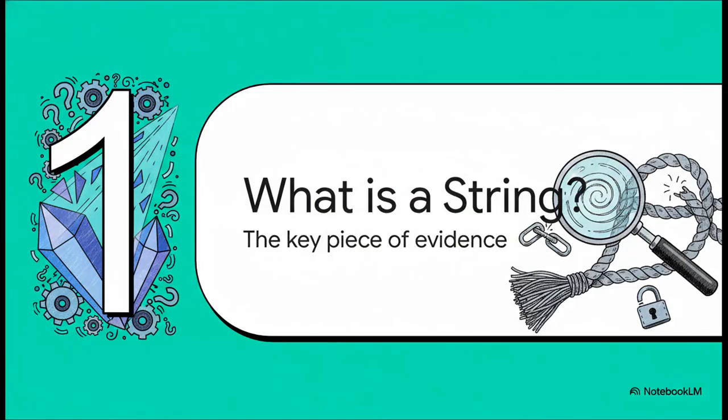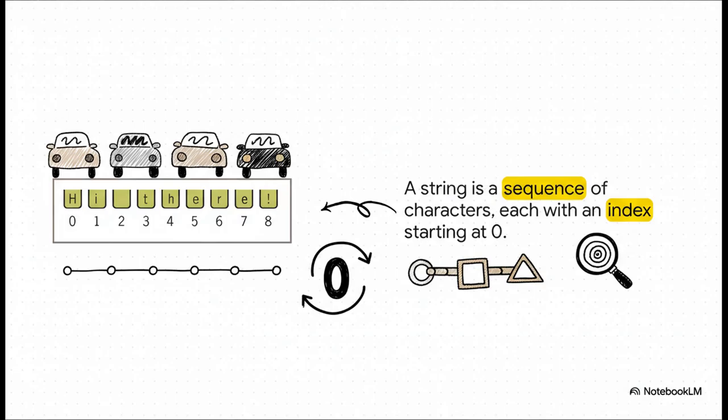Okay, before we can solve this mystery, we need to get crystal clear on our main piece of evidence. What even is a string, really? At its heart, a string is just a sequence of characters, and the order matters. Think of it like a train, where each character is in its own numbered car. We call that number an index. And, as you probably know, in the world of programming, we almost always start counting from 0. So, in our string "hi there", the h is in car 0, the i is in car 1, and it just keeps going.